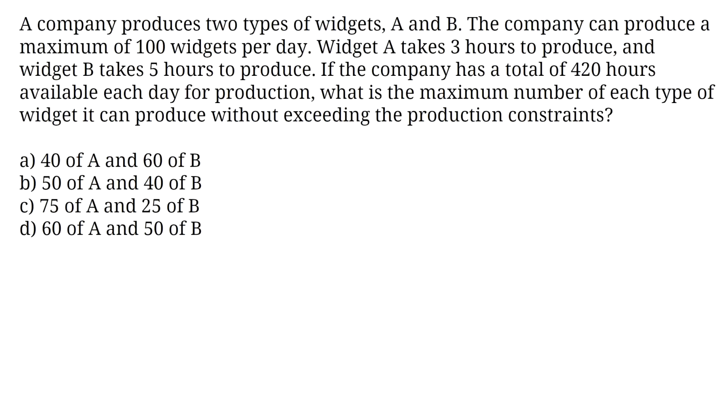A company produces two types of widgets, A and B. The company can produce a maximum of 100 widgets per day. Widget A takes 3 hours to produce, and widget B takes 5 hours to produce. If the company has a total of 420 hours available each day for production, what is the maximum number of each type of widget it can produce, without exceeding the production constraints?